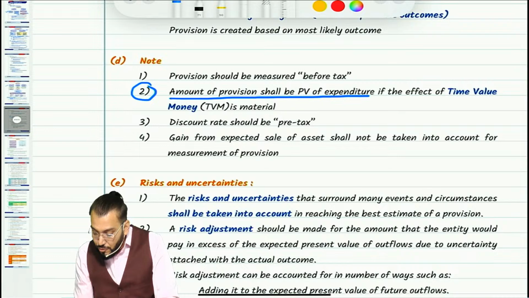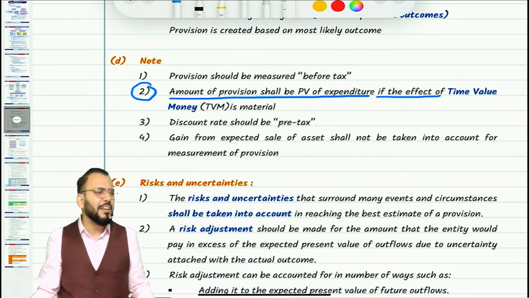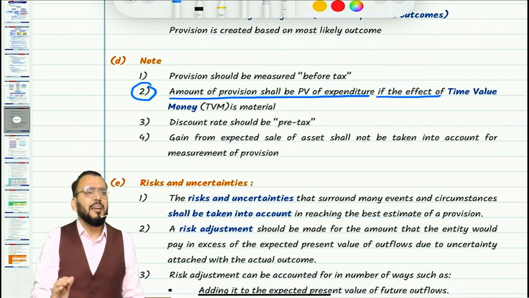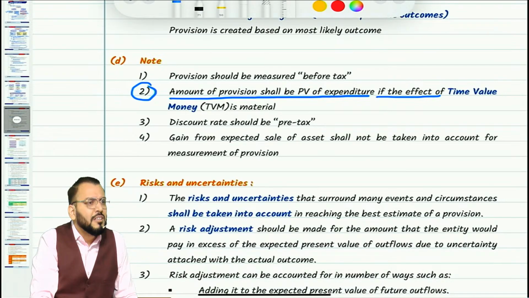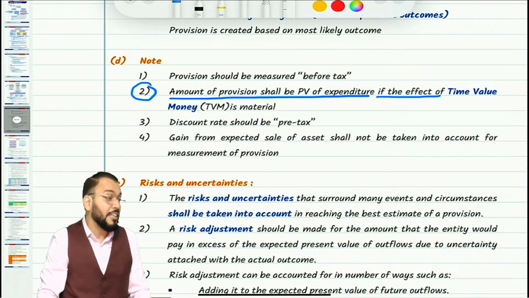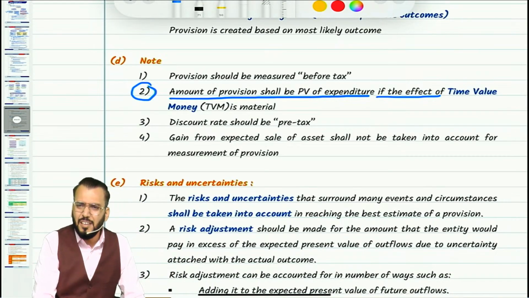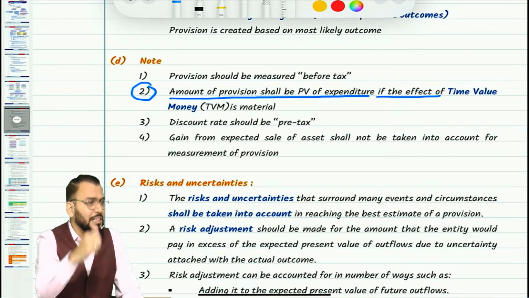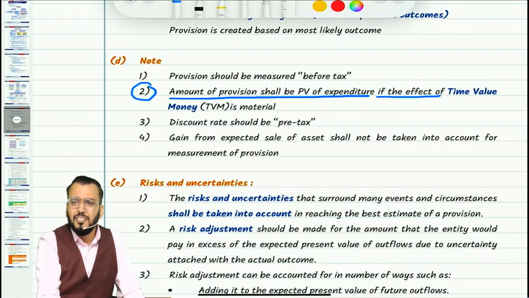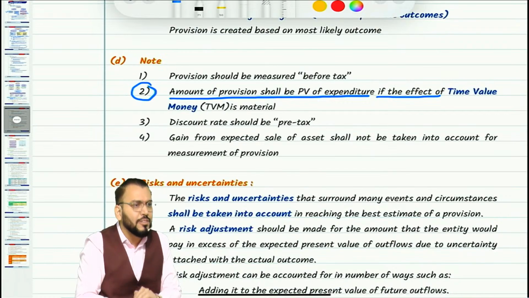The amount of provisions should be the present value of future expenditure if the effect of time value of money is material. Of course, can I say the time value of money should be material? Means if the time value of money is not so significant, then ignore it, and you can recognize the undiscounted amount. Whether it is material or immaterial depends upon judgment. From an examination point of view, if the amount is payable after 1 year, the time value of money is material. But if it is payable within 2 months, the time value of money is not material, so you can ignore discounting and recognize the undiscounted amount.